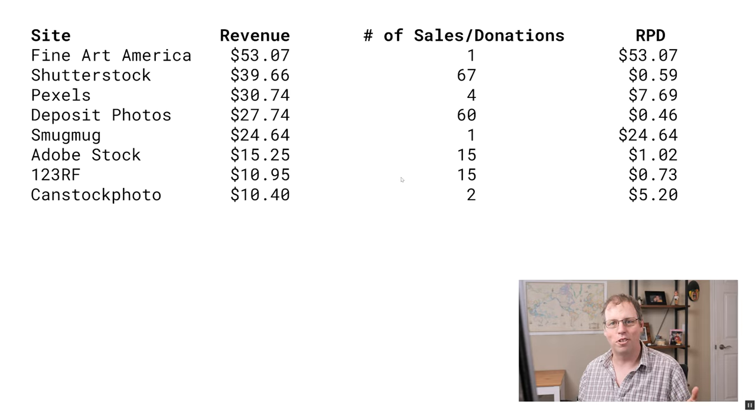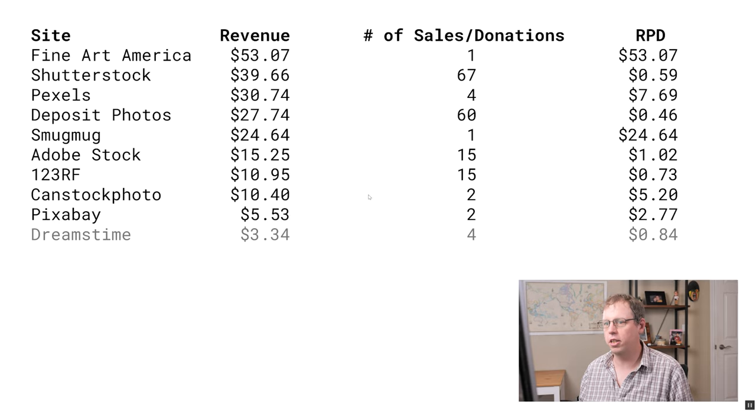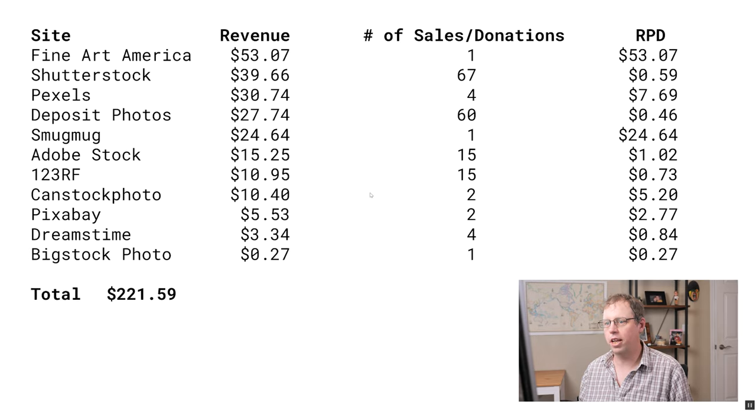So Canstock Photo is another one of those sites where most of the time I get a 40 cent sale, but sometimes these $10 sales come in and so it pushes it up to mid in the list. Pixabay, got a couple of donations there. Dreamstime, again, not much. And some of the other sites.